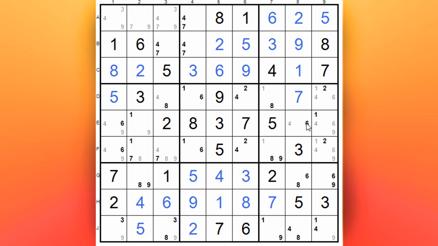I wonder, is that a chain? If we're to start here, off, on, off, on, start there, and there we go. Oh, we can't. You have to start with a strong link, and that's a weak link there. From there to there is a weak link because we already have a 6 here, so forget about that.